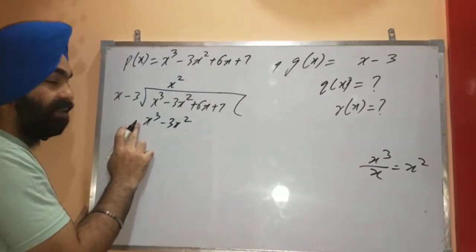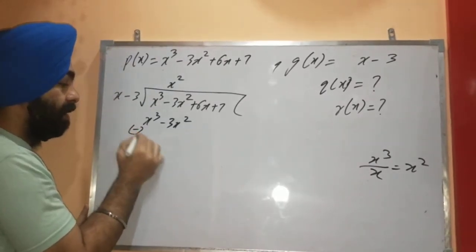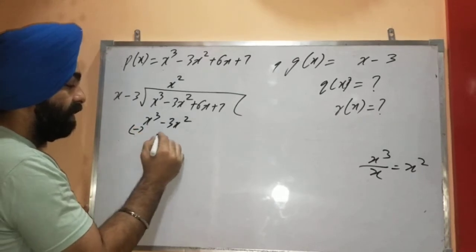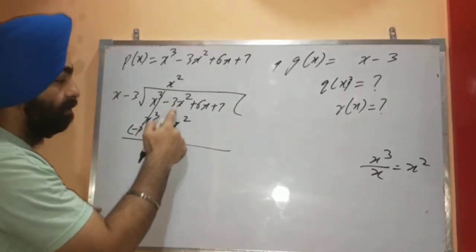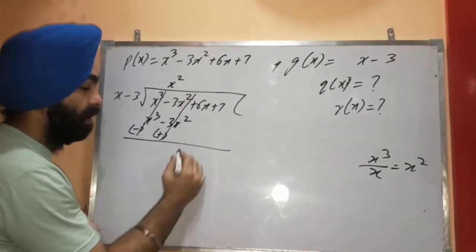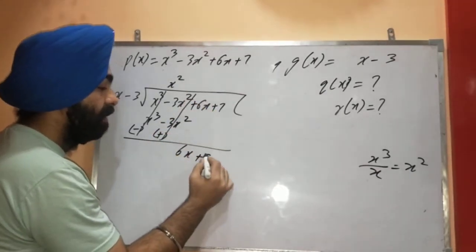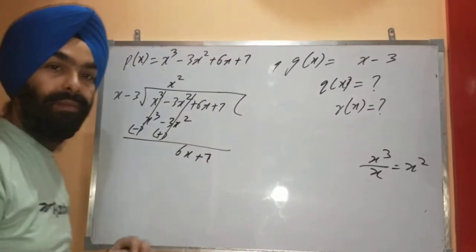Now we will change the sign. We have a positive x cube here. On changing the sign, minus will become plus and this plus will become minus. This will cancel off and here this will also cancel. So we are just left with 6x plus 7.